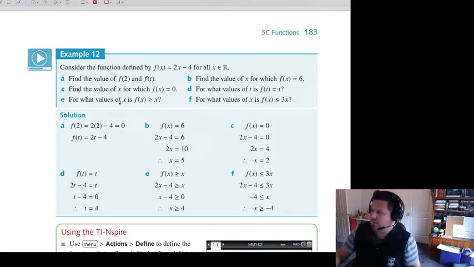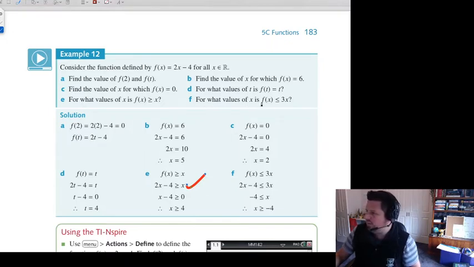It says for which values of x is f of x greater than or equal to x? So again, just because it's an inequality, no need to jump up and down and panic. We can deal with it. So here you'd write out f of x, which is 2x take away 4. It's greater than or equal to x. And you can solve this inequality. We did this in year 10.